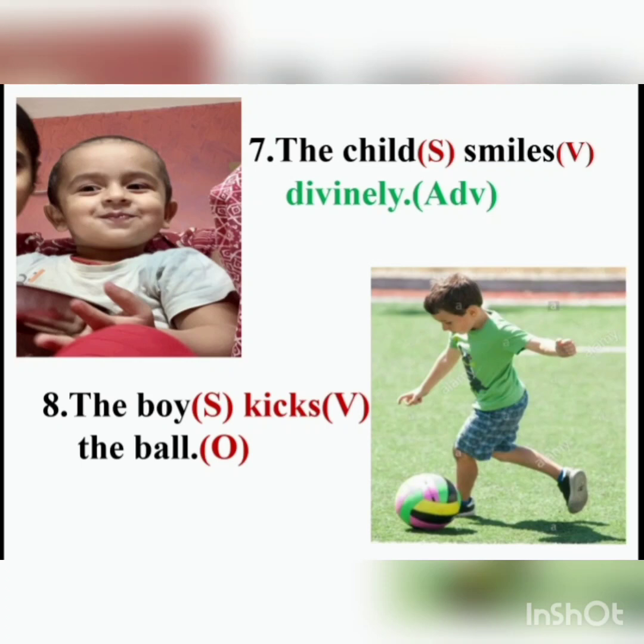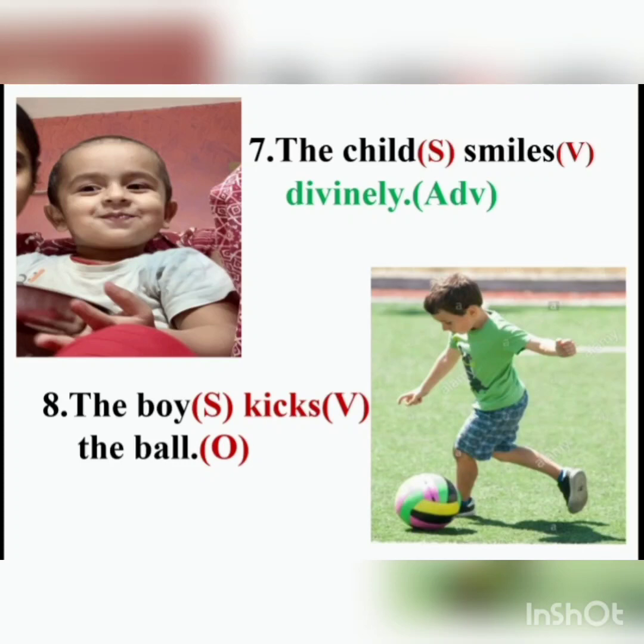The child smiles divinely. The child is the subject and what does it do? It smiles, is a verb. How does it smile? Divinely. It's an adverb and not an object. Hence it is an intransitive verb.